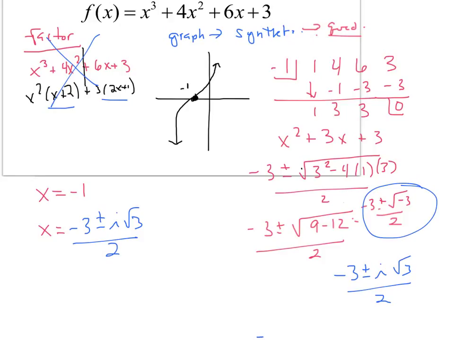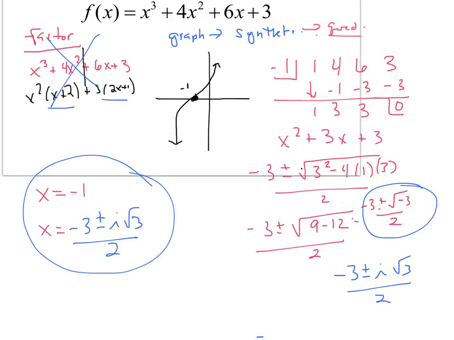That is my other solution. If I took this and plugged it in for x, the algebra might be a pain because of the i in the radical, but it would end up giving me 0 as a result. So I do have three solutions here. Two of them are imaginary, and one is real.